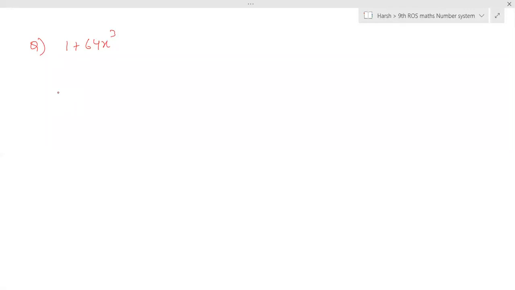Quick. 1 plus 4x into 1 minus 4x plus 16x square. Very good. This is the right answer. So Nidhi got it this time. So I'll solve it. Yes, Nidhi, help me. How did you do it?